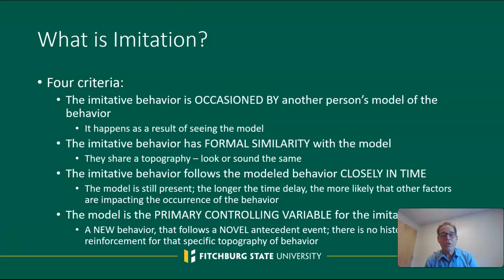And then finally, the model has to be the primary controlling variable for the imitated behavior, which basically means that this is a new behavior for the person doing the imitation. It follows a novel antecedent event that the learner has not been exposed to. And so there's no history of reinforcement for that specific topography of behavior. It's a new behavior, novel antecedent, and really the thing that's controlling it is what the model did, okay? And that leads to the imitator engaging in the response.